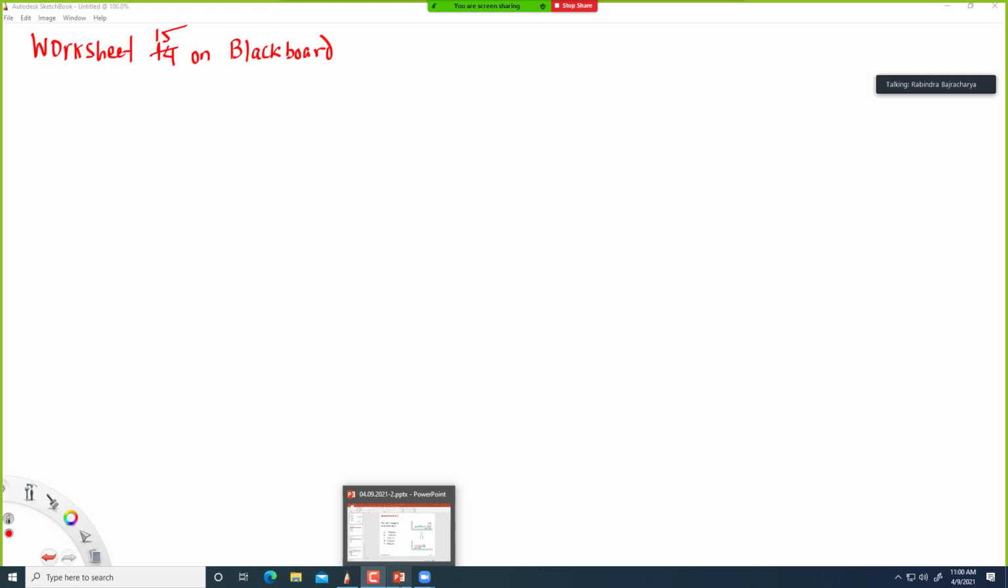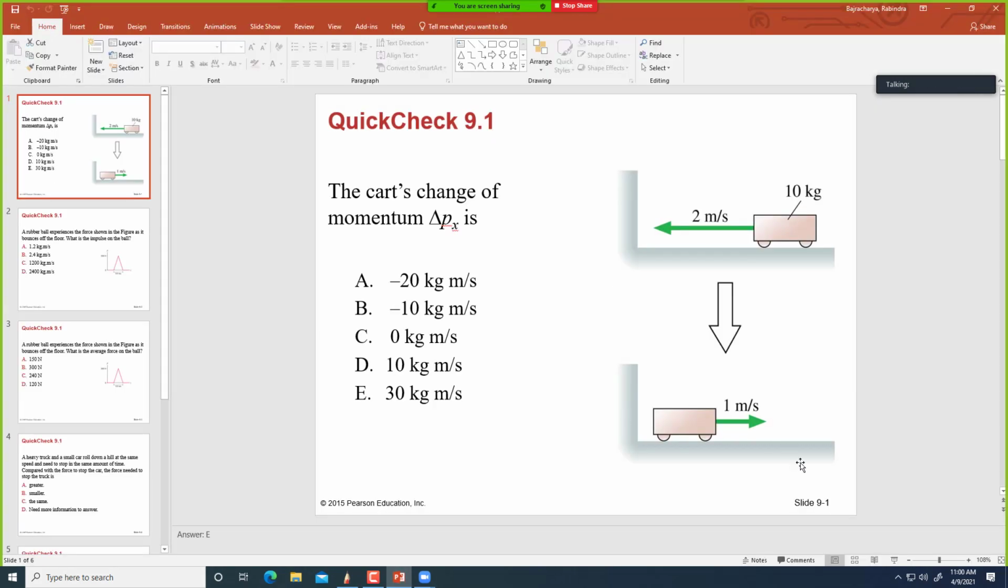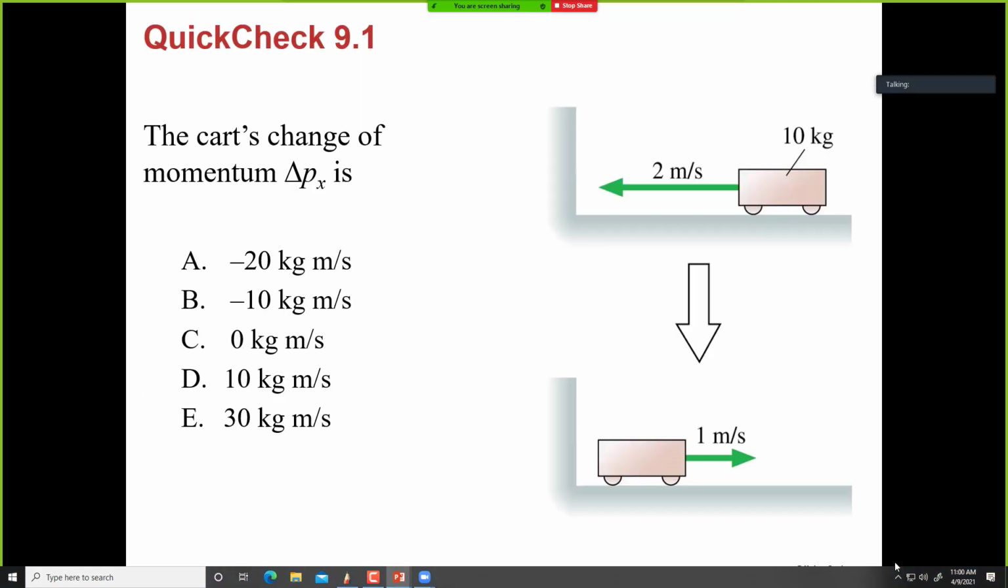Okay, let's start with a couple of conceptual questions. So let's look at this question.